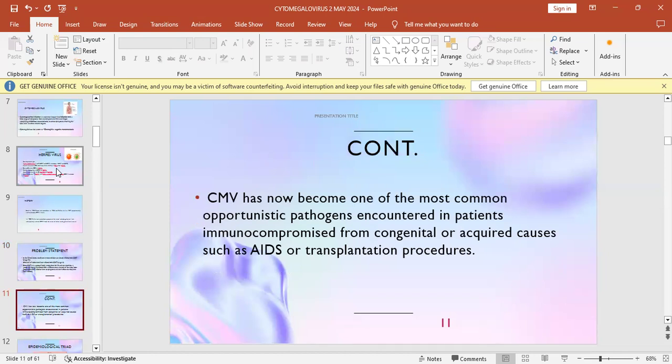Cytomegalovirus has now become one of the most common opportunistic pathogens encountered in patients with immunocompromised status, from congenital or acquired causes such as AIDS or transplantation procedures.